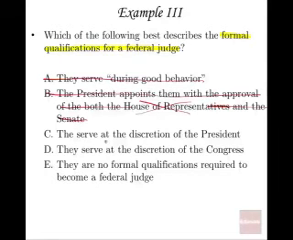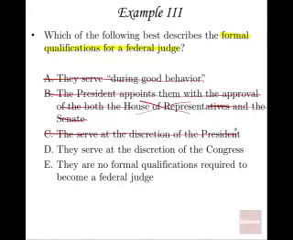They serve at the discretion of the president. This is incorrect. They're appointed by the president, but they serve during good behavior. So if a president regrets an appointed justice after he or she has been appointed, the president can't fire the justice. That's not a power found in the Constitution.